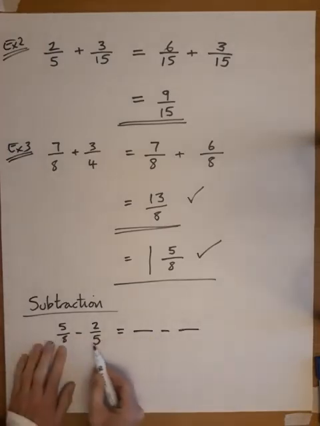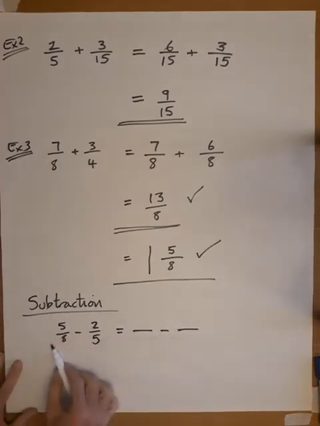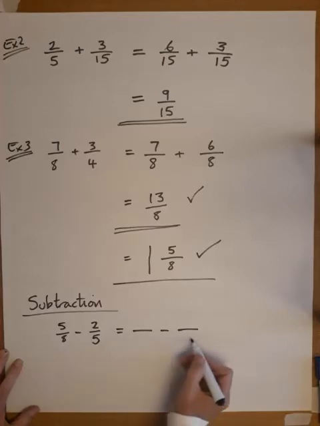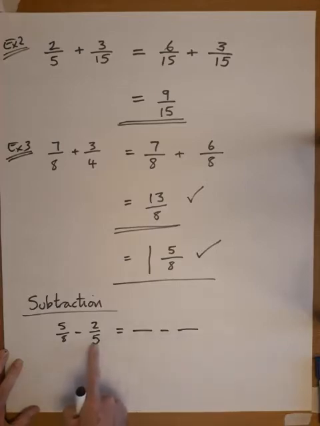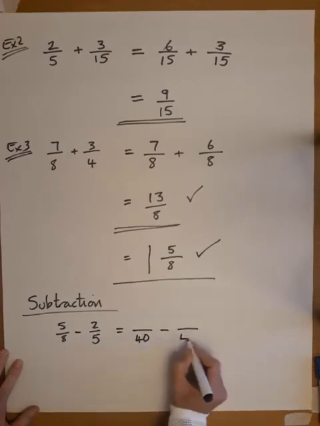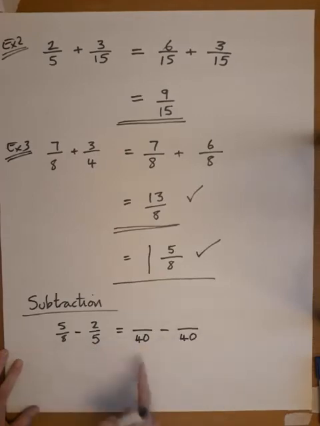And we want the same number on the bottom. I made this one a little different to the previous examples, and we need to get a number on the bottom that both 5 goes into and 8 goes into. One of the easiest things you can do there is multiply them together. 5 times 8 is 40. So both of those will go into 40.